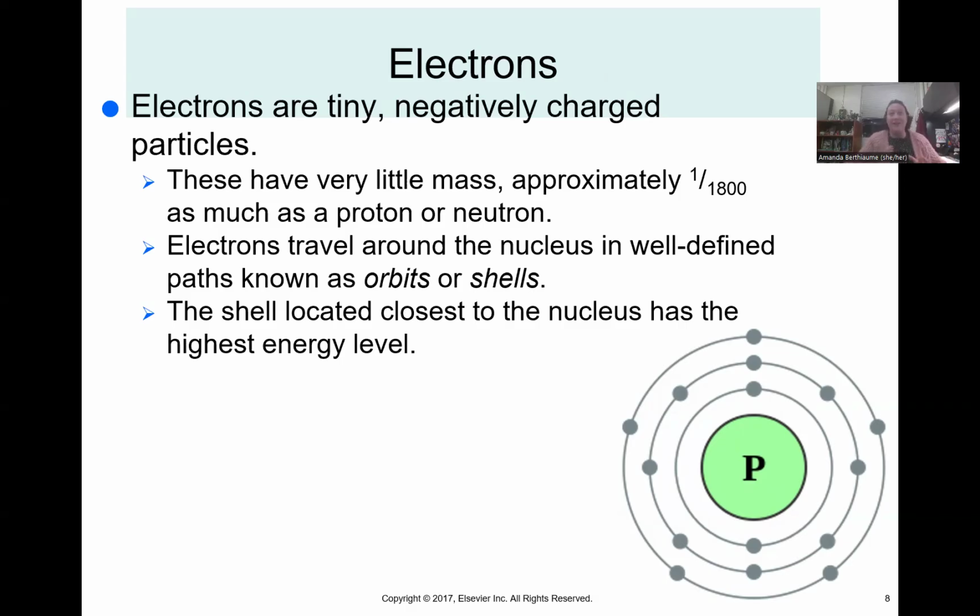Again, radiographs are very safe, and we'll talk more about that. But it does have some effect on our body, our atoms, right? And too much radiation can affect your body by overloading or changing those atoms. But electrons are tiny negatively charged particles, right? Not able to be seen with the eye, and the shell located closest to the nucleus has the highest energy level. So as they go out further, less energy, right?